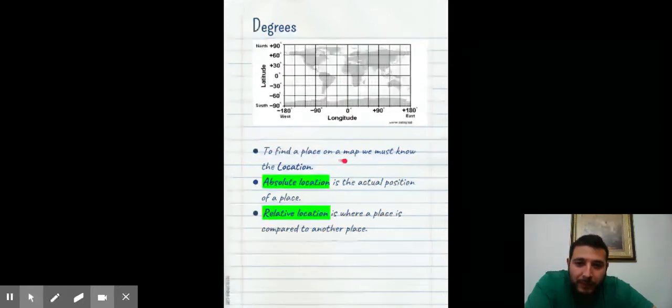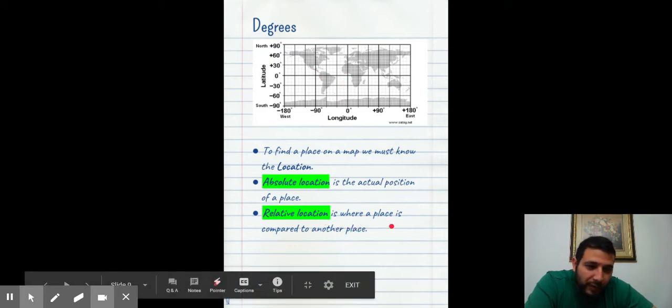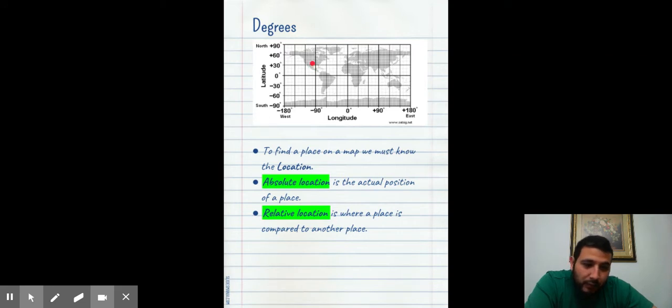So to find a place on the map, you must know the location. What we're really looking at here is absolute location. That's what we're looking at with the degrees. Relative location would be something like, well, Texas is north of Mexico. Okay, yeah, that's good. But if you say then Texas is north of Canada, then that doesn't make a lot of sense. You have to look at absolute location.